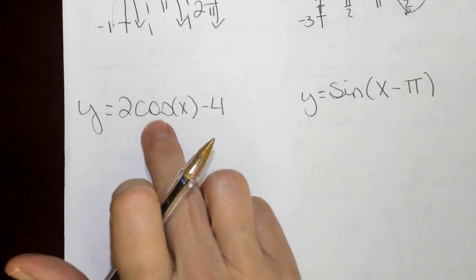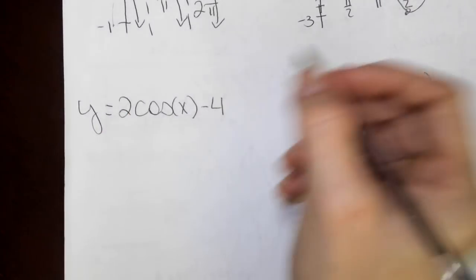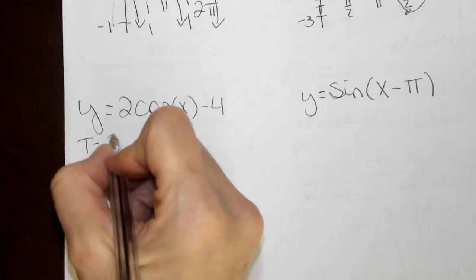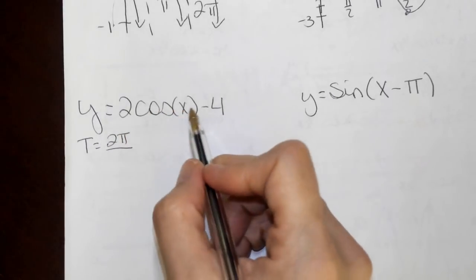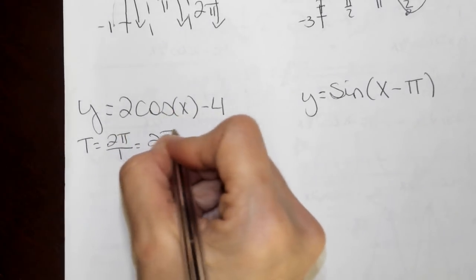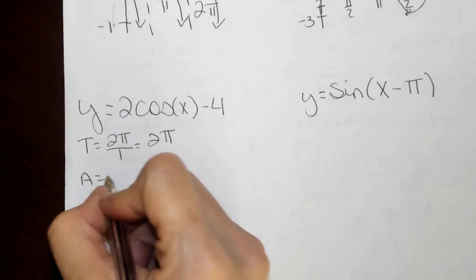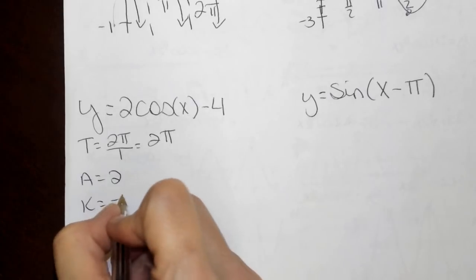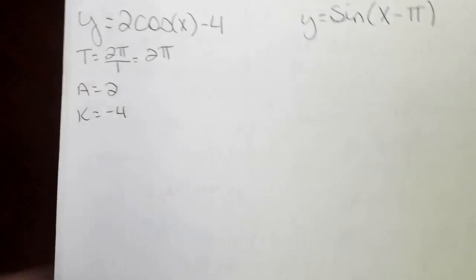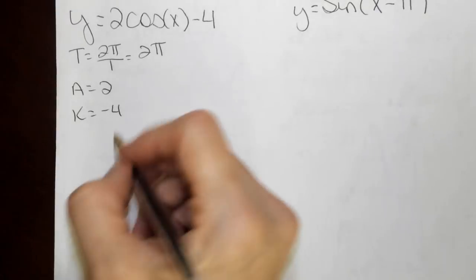The next one is 2 cosine x minus 4. So again, we need to find the period first. So 2 pi divided by, my b is 1 again. It's 2 pi. This has an amplitude of 2, but this one actually has a k value of -4. And some of y'all had a really hard time graphing these on the assessment.